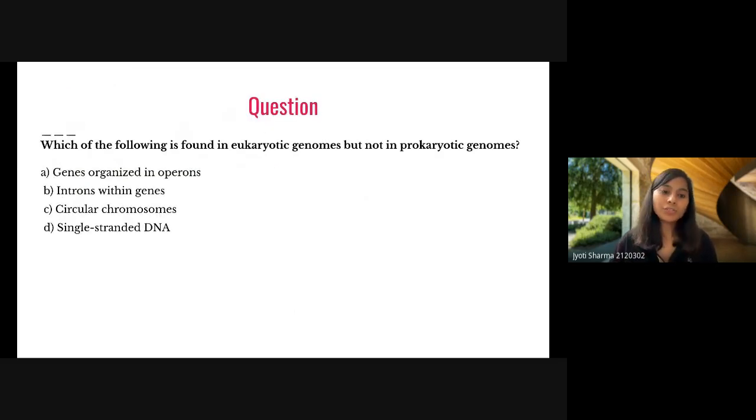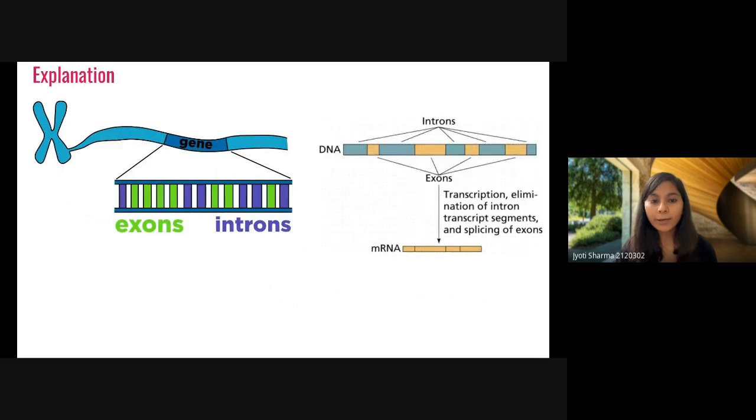Okay, the next question is related to cell biology, and the question is how we can differentiate between eukaryotic genomes and prokaryotic genomes. Which of the following is found in the eukaryotic genome but not in the prokaryotic genome? These are the introns within the gene. Let me show you one diagram.